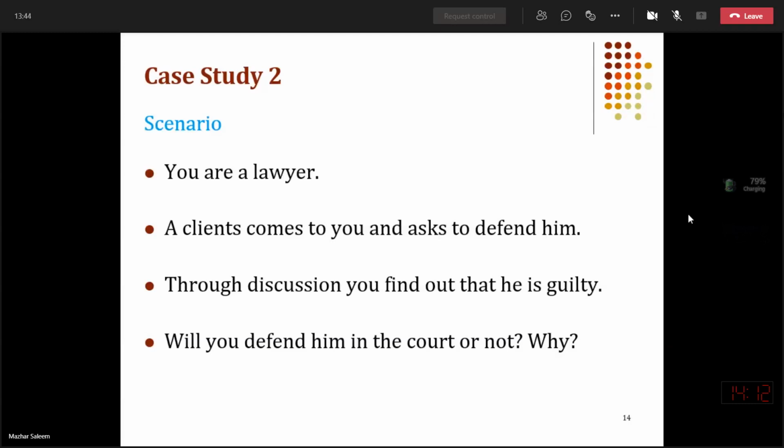So the other perspective that I'm talking about is that it is not the job of a lawyer to make a decision on whether a person is guilty or not. It is the job of the judge or jury to make that decision. So in that sense, it is okay.